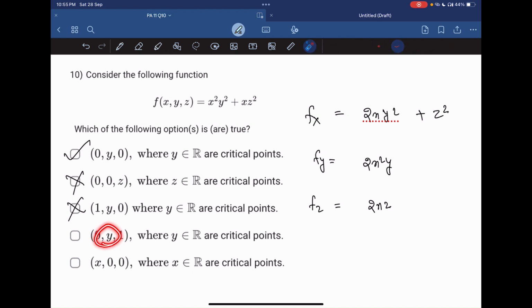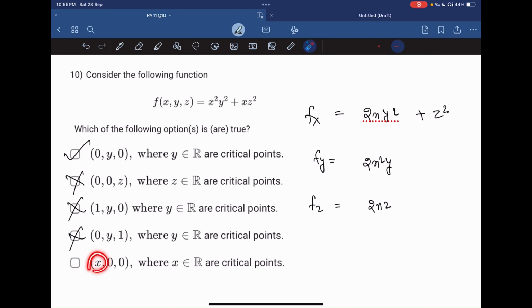Fourth: x is 0, y can be anything, and z is 1. So x is 0, so this term would be 0, but z is 1, so again fx would not be equal to 0. So this is incorrect.